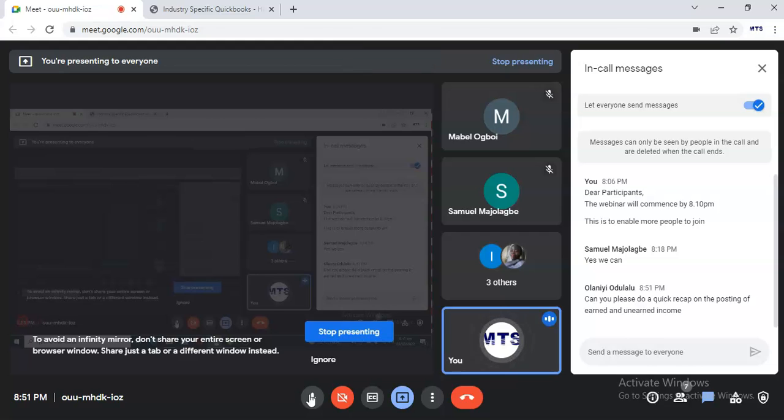Okay, there's a question from Olani. Can you please do a quick recap on the posting of earned and unearned premium? Yes, of course. So, what aspect is it? When you want to recognize the revenue, or when you are recognizing the deferred income, which is the unearned premium? So, which one exactly are you talking about?